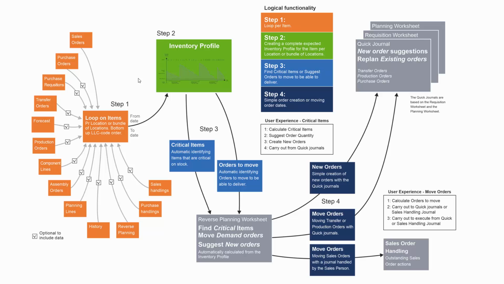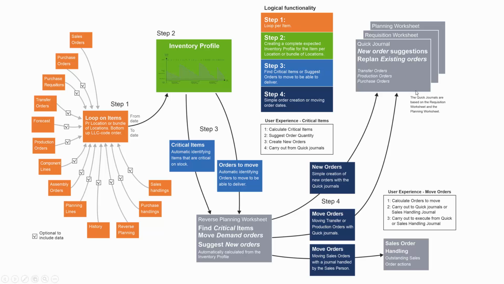So in step 1, we loop per item. In step 2, we calculate the inventory profile. And then in step 3, depending on if you are calculating critical items or suggesting to move demand orders, you will enter lines in the reverse planning worksheet, which is the first journal we're working in. From that worksheet, you can create new orders in the quick journal up on the right-hand side.